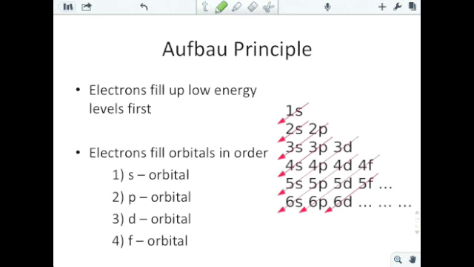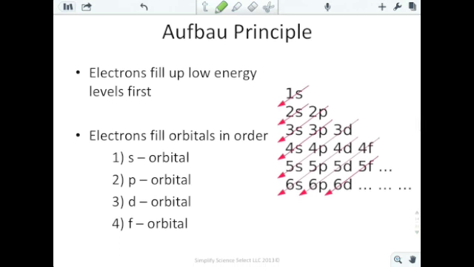Okay, let's talk about the Aufbau principle. The definition is basically the order in which electrons fill up the lowest energy level. They will start at the lowest energy level and move to the highest energy level. So they start at the bottom and move to the top. Electrons fill orbitals in the order of S, P, D, and F. So they will start at 1s and move up in energy level.